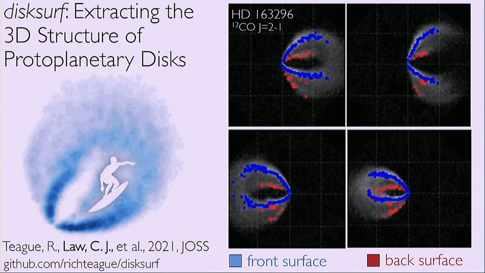So as part of the MAPS program, we developed this tool called DiskSurf that lets us do this in an automated fashion. This is just running the same disk and the same molecule through our algorithm. All of the blue points here are picking up the front surface automatically, and the red points are picking up the back surface. And this does this for all of the channels. I'm just showing you a few examples of how it's pretty accurately finding the vertical layers here.